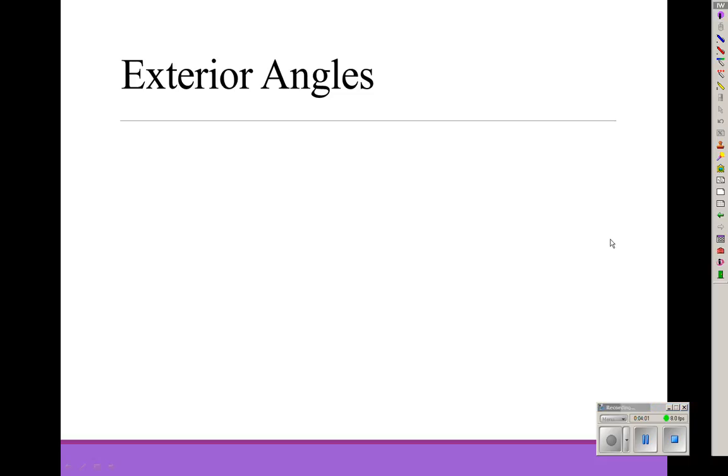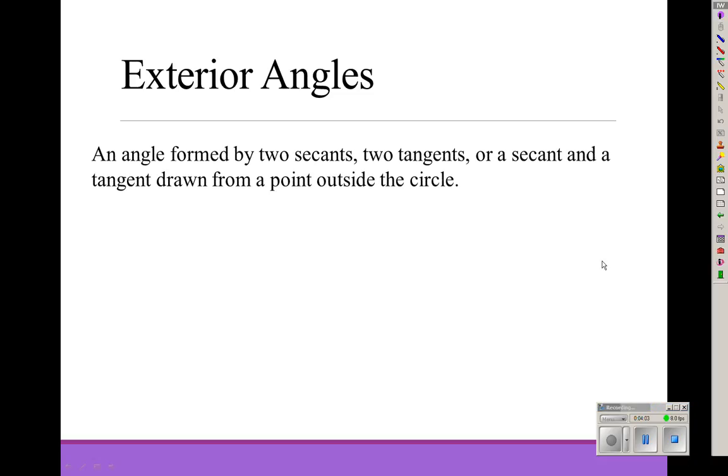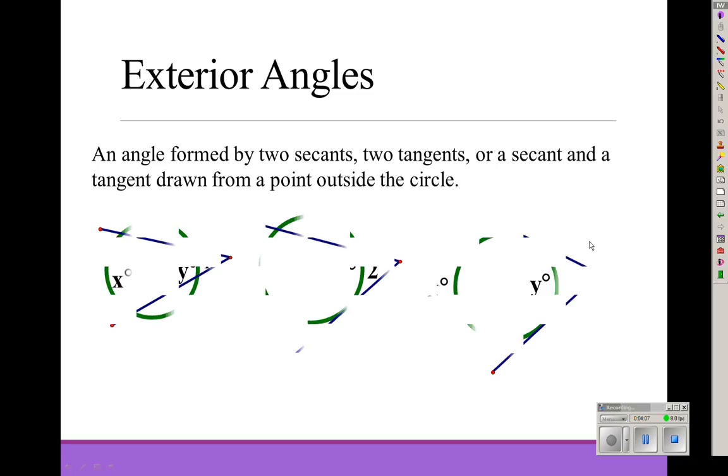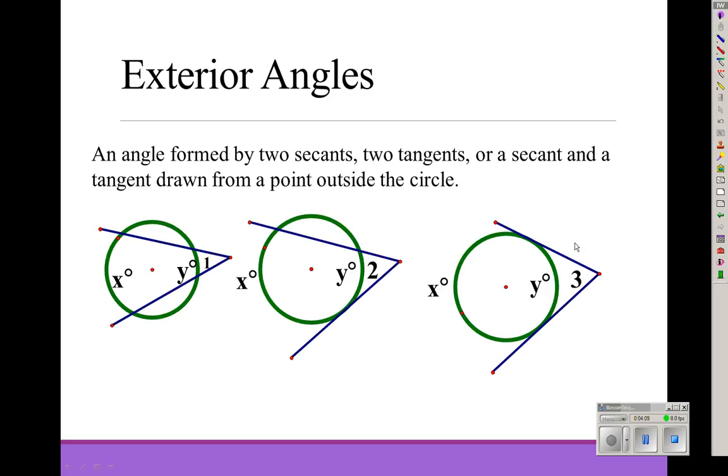Sometimes the intersection is outside of the circle, on the exterior of the circle, like these three situations. You could have two secants. Remember, a secant hits a circle twice. The top segment hits twice, the bottom segment hits twice. The intersection is outside the circle.